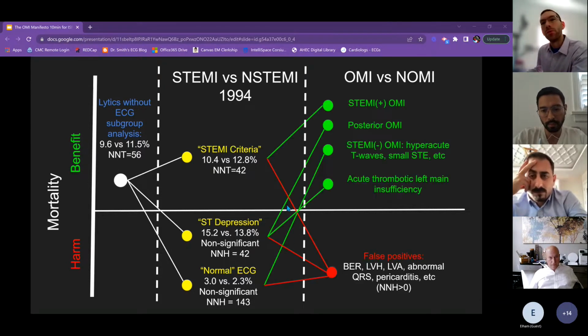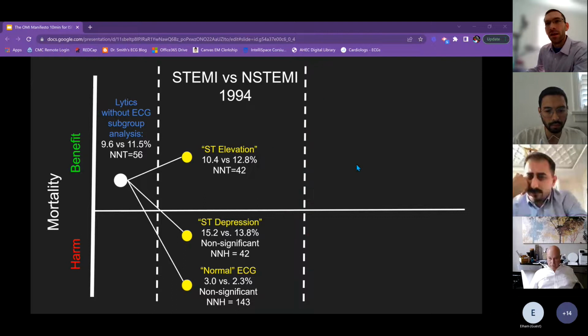But as we've learned in the past 25 years, we can do much better than this. Many of our STEMI criteria patients are false positives and only get harm from the cath lab and lytics. And some patients with ST depression and otherwise normal seeming EKGs actually have acute coronary occlusion and would benefit from emergent reperfusion. But this is all the future. Sadly, this is not how the world works today. We are still stuck in the STEMI paradigm like we have been for the past 25 years.